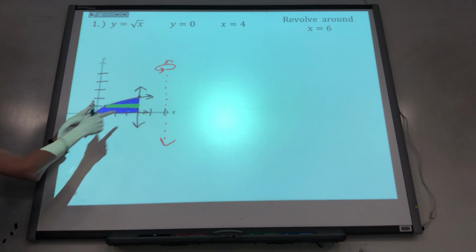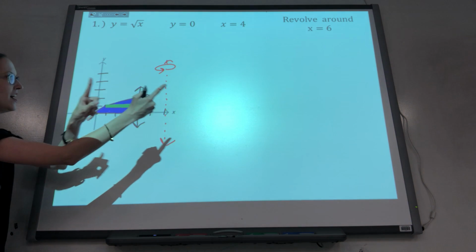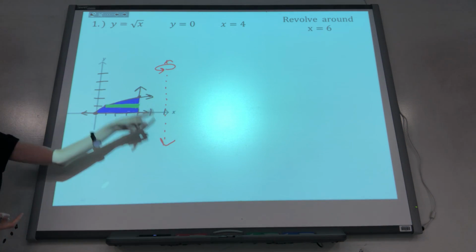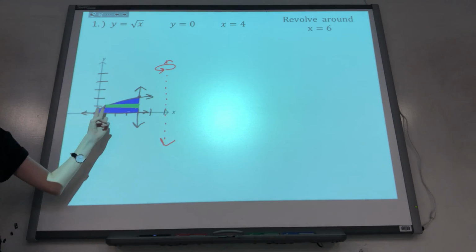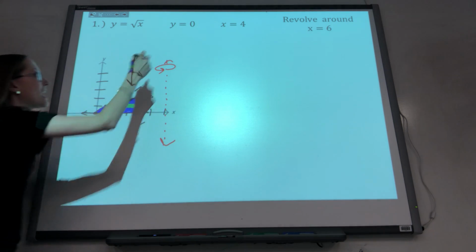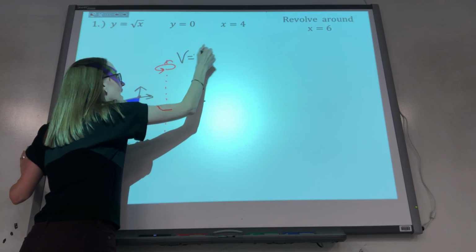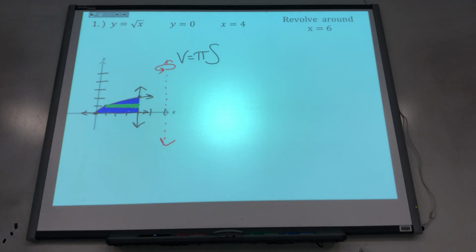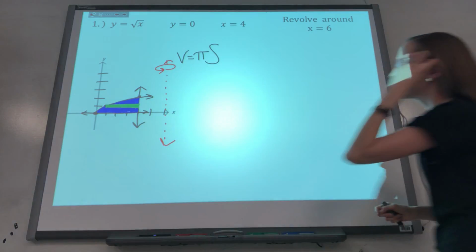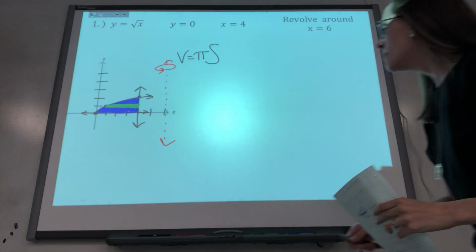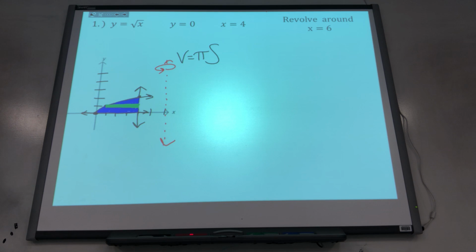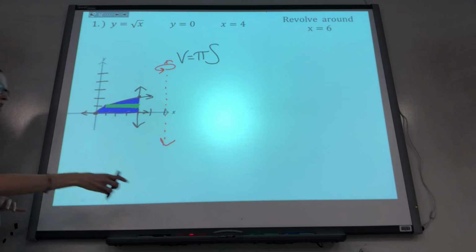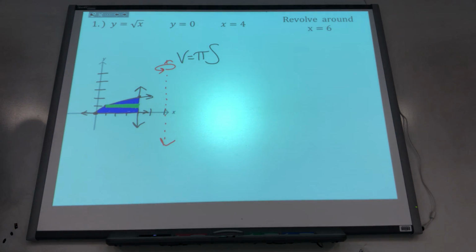Okie doke. Again, I'm spinning this around the line x equals 6. The washer is going to be flat once you do that. It's no longer going up and down. Now, like I've always said, the setup is the most important part. So I've got pi out front still. That has not changed. But now, keep in mind, we are going to integrate with respect to y.